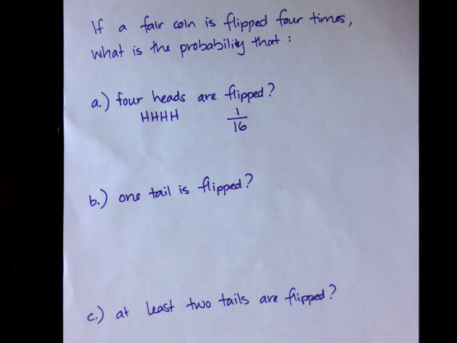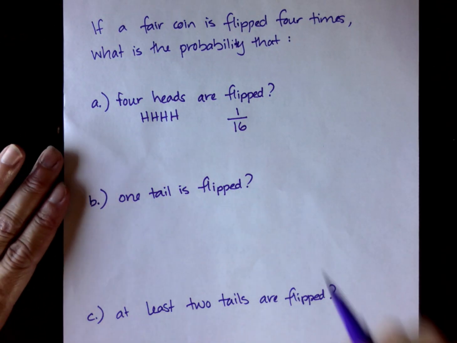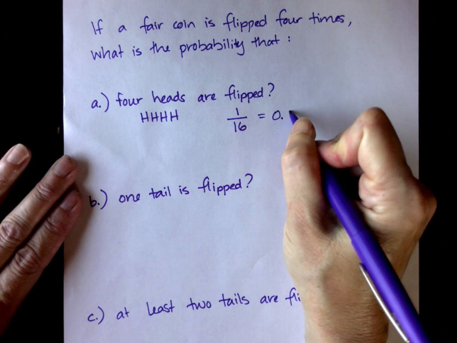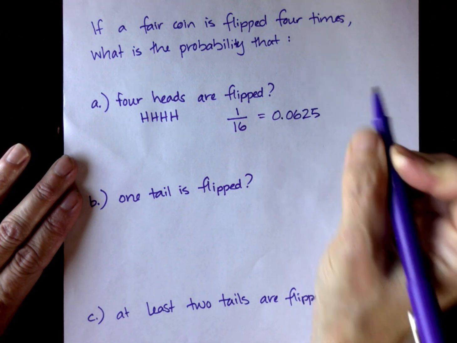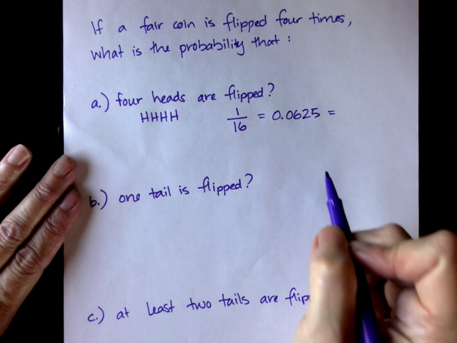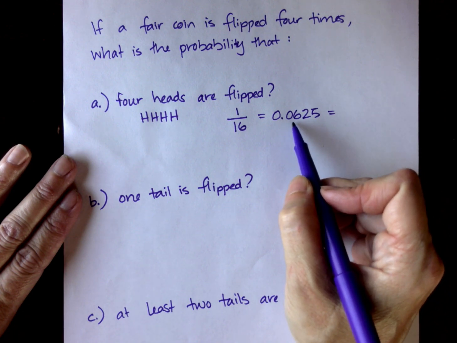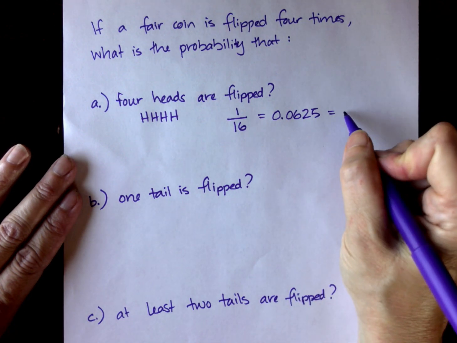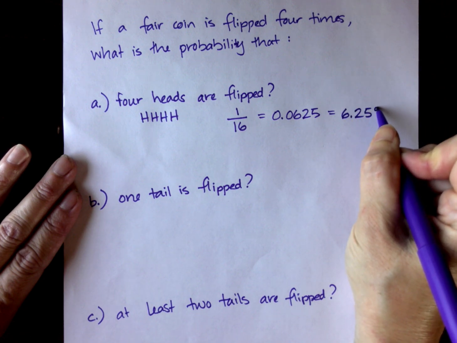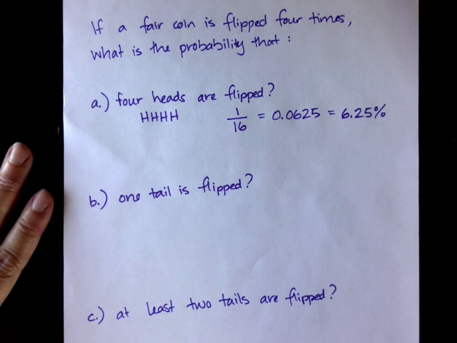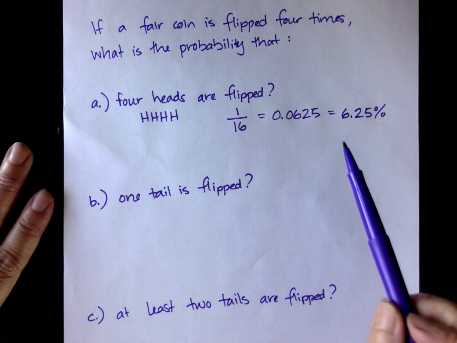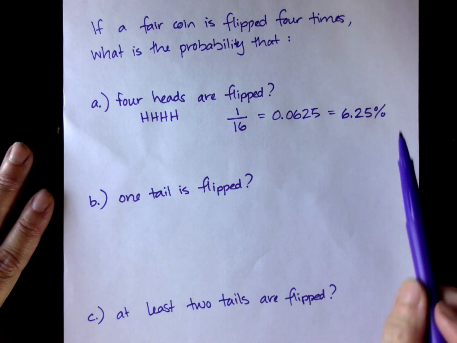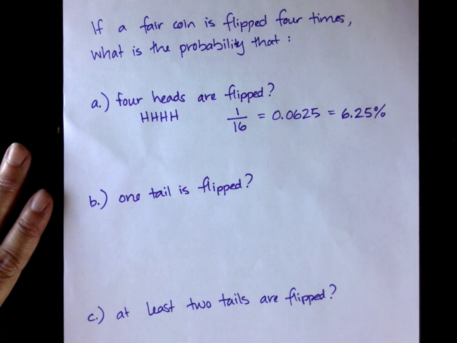If we take this quantity and convert it to a decimal, we'll get 0.0625. And if we convert that to a percentage, either by multiplying by 100 or moving the decimal point right 2 places, we'll get 6.25%. If we flip a fair coin 4 times, 6.25% of the time we would expect that we would have 4 heads occurring.